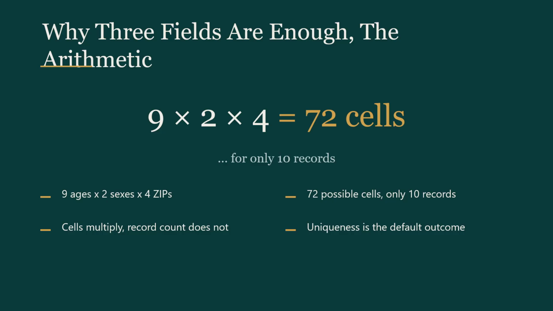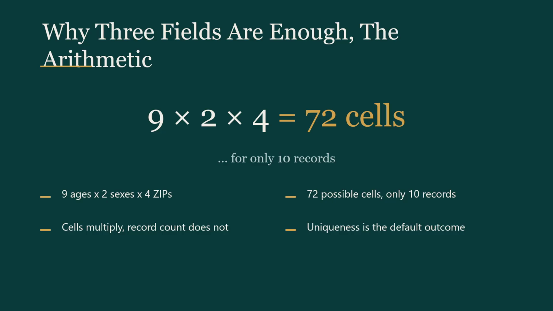Now watch the arithmetic get worse, because it always gets worse. Add admit date as a 4th quasi-identifier. Springfield has 10 distinct admit dates, so the cell space multiplies by 10, from 72 to 720, while the record count stays at 10. 72 cells per record. The space of possible combinations grows multiplicatively with every field you add, while your record count stays exactly where it is.